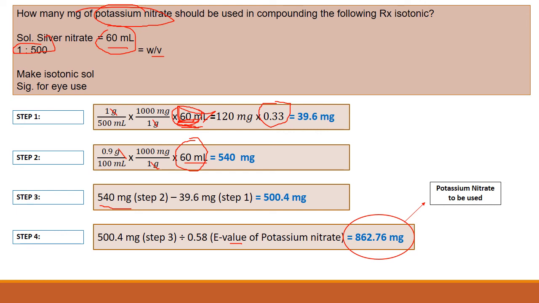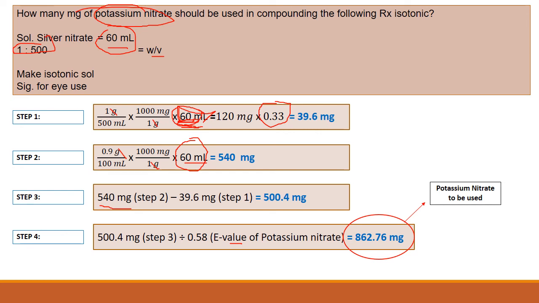So step 3, you have step 2 minus step 1 equals your step 3. So 540 milligrams minus 39.6 milligrams is equal to 500.4 milligrams. And then step 4, you have to divide step 3 by its E value. Okay, so you have 0.58 for your potassium nitrate. Okay, that is the E value for your potassium nitrate. Kani siya E value ni siya sa inyong silver nitrate. Okay, so mo ni siya ang gigamit. Silver nitrate. Silver nitrate man ni siya, 'di ba?